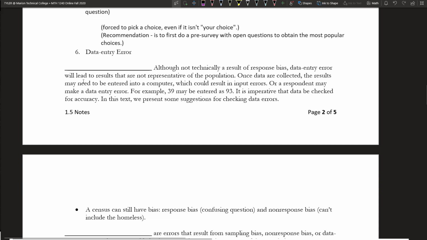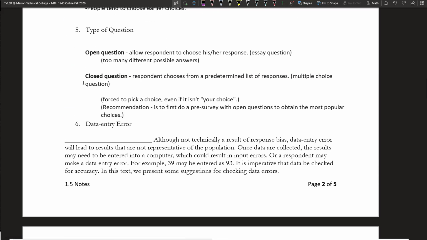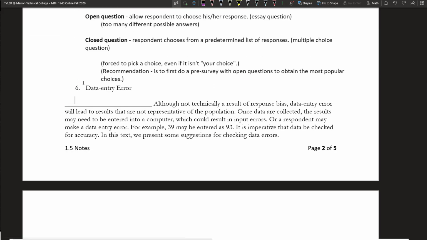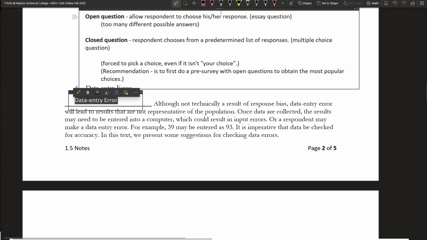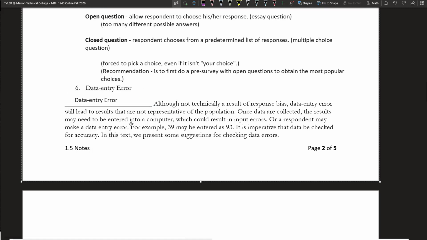Right. So then the last thing on this page, and it's not technically a response bias, but it definitely can impact the responses, is what we call data entry error. And you can try to minimize data entry error by having some kind of electronic survey. Even then it could still happen. Like if someone is cleaning up results, they could make an error.